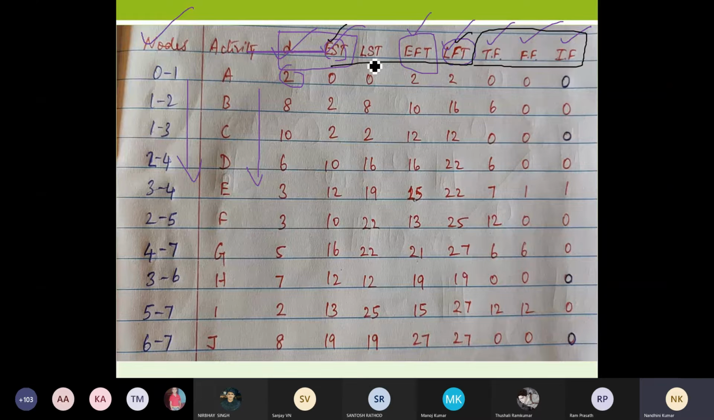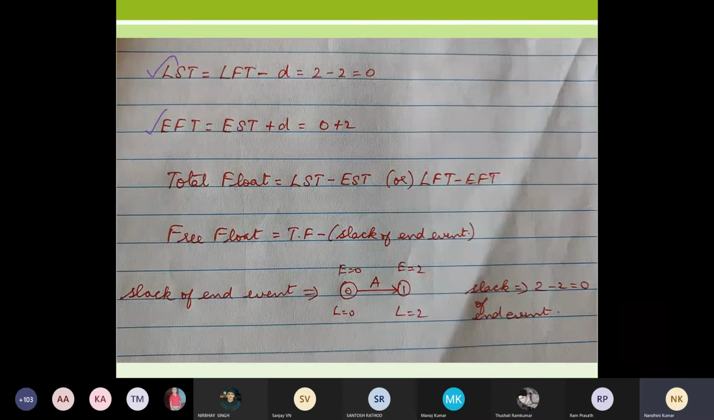So when you subtract this, you will be getting 0 minus 0 is 0, or you can either go by 2 minus 2 is 0. So whichever is comfortable for you, you can use. That is total float: LST minus EST or LFT minus EFT. So when you find the difference, you will be able to calculate the total float.